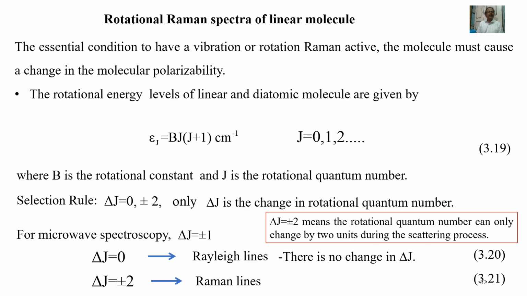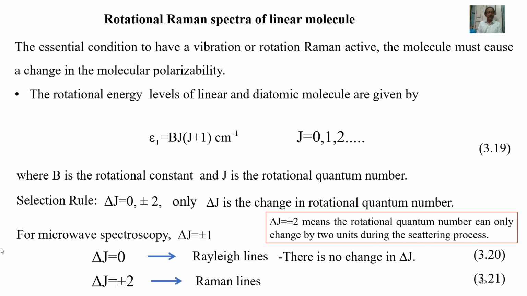The essential condition to have a vibration or rotation Raman active is that the molecule must cause a change in the molecular polarizability. The rotational energy levels of a linear diatomic molecule are given by epsilon J equals B times J times J plus 1 per centimeter, where J goes 0, 1, 2 and so on, where B is a rotational constant and J is a rotational quantum number.